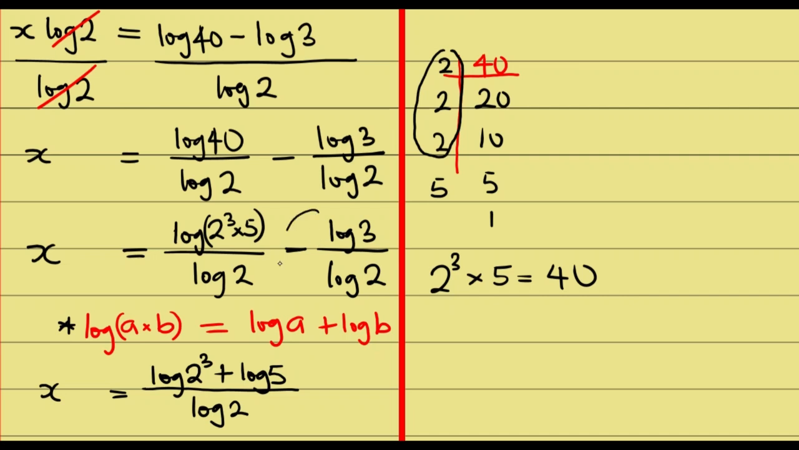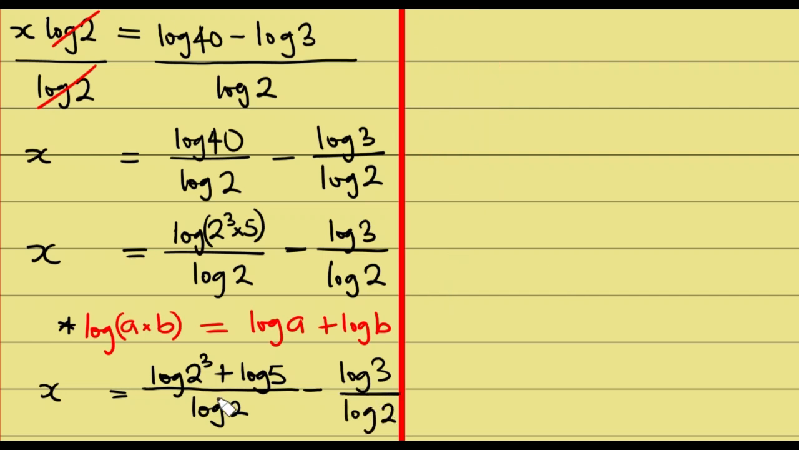Then this side has not gone anywhere. It is carefully written again, that is minus log of 3 over log of 2. The next thing we're going to do is to split this denominator into 2 because of this plus sign. So this denominator log 2 affects this log 2 to the power of 3, and at the same time it affects log 5.